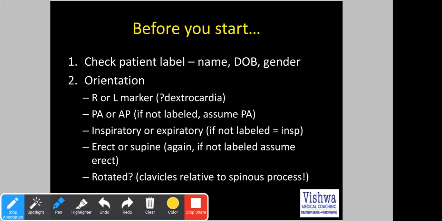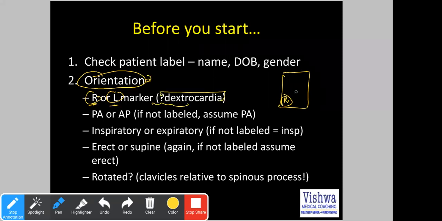Also look for the orientation we talked about. First, right or left. Remember, on all the X-rays, if you look properly, there's a small R mentioned on one side. So look for the right or left marker. It is important to know, because sometimes a normal heart looks like dextrocardia if you are seeing it from the opposite side, or the right and left markings are not correct.